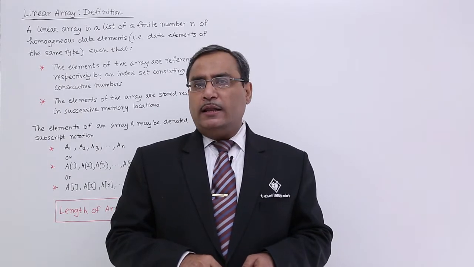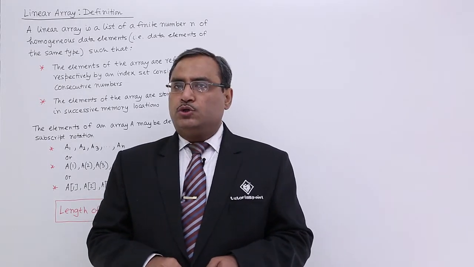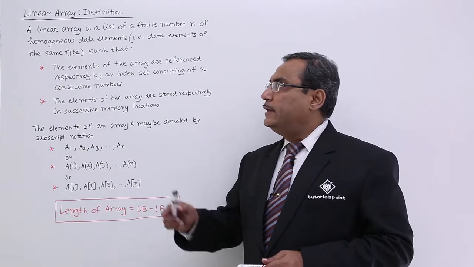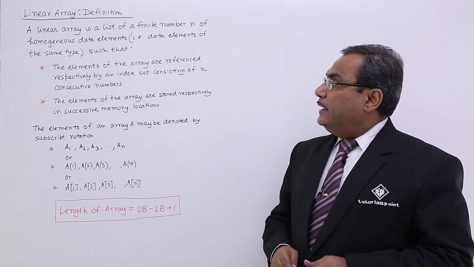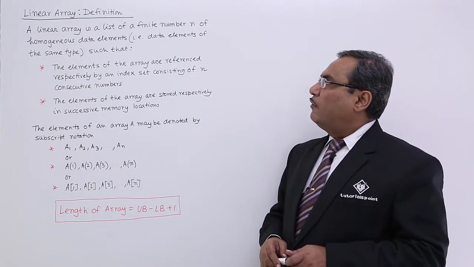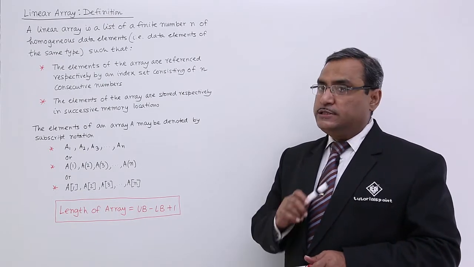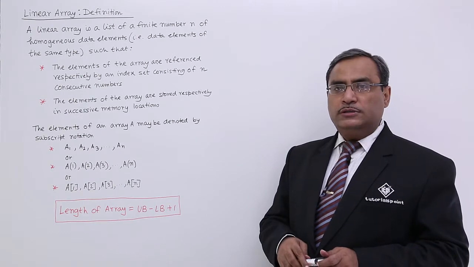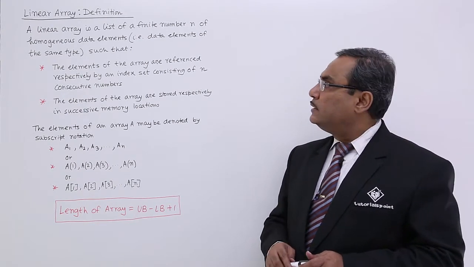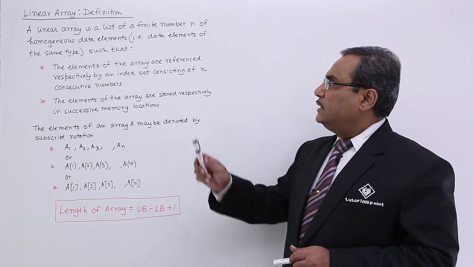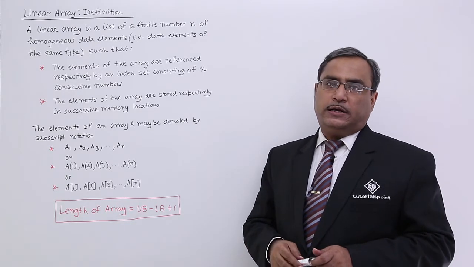What is a linear array? So we can define one linear array in this way. A linear array is a list of a finite number n of homogeneous data elements. What is the meaning of this term homogeneous? Homogeneous means data elements of the same data type.